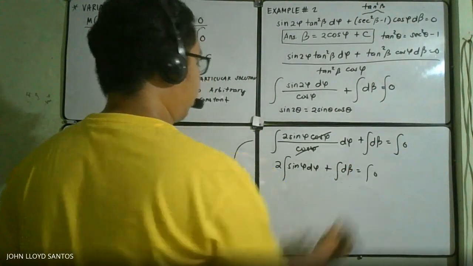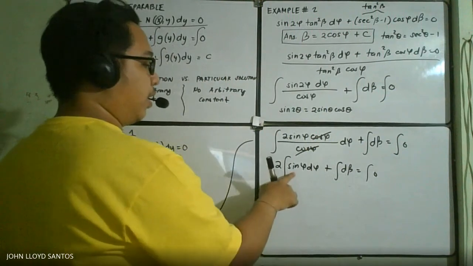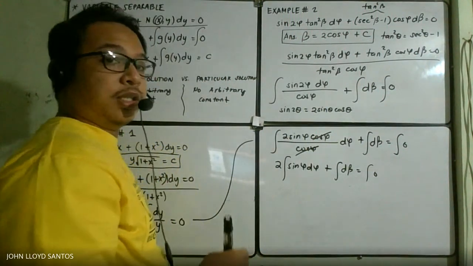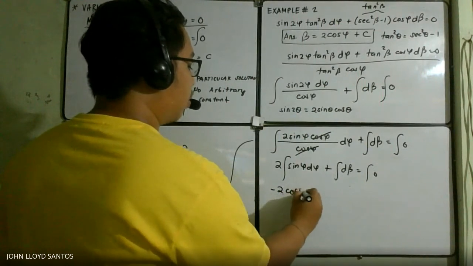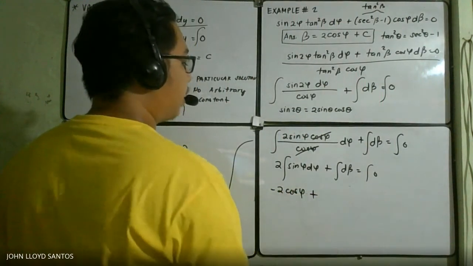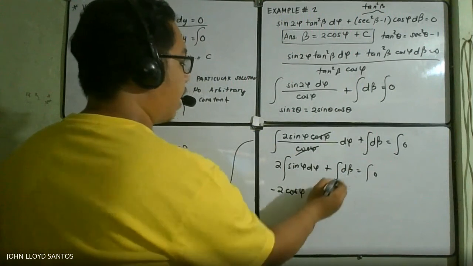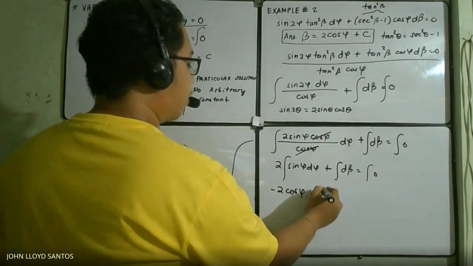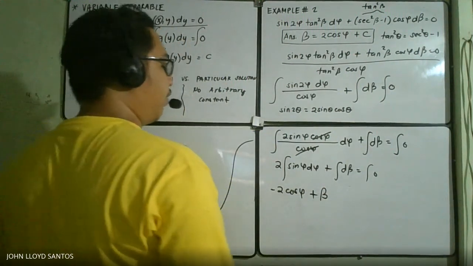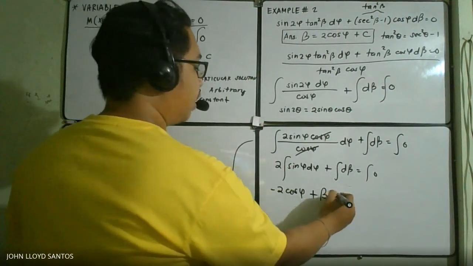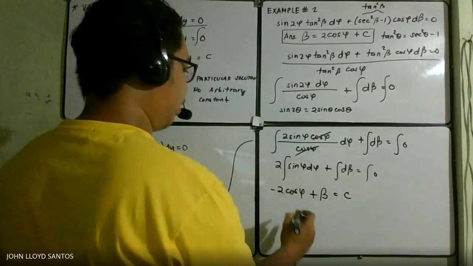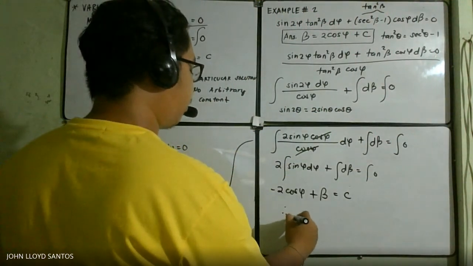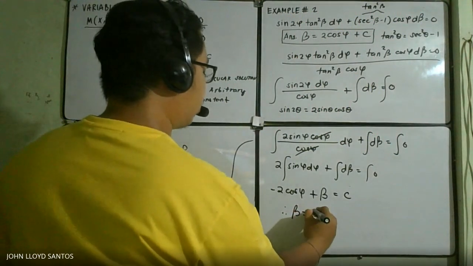Integral ng 0. So, ang nangyayari, alam natin, ang integral ng sine, baliktad siya pagdating sa rules natin sa integration. That is negative 2 cosine phi plus, pag nintegral mo yung d beta, cancel lang ang derivative na d. So, makancel lang yung derivative. So, plus beta is equal to c. Onting ayos. Ilipat lang natin to sa kabila. Therefore, beta is equal to, unahin natin yung 2.